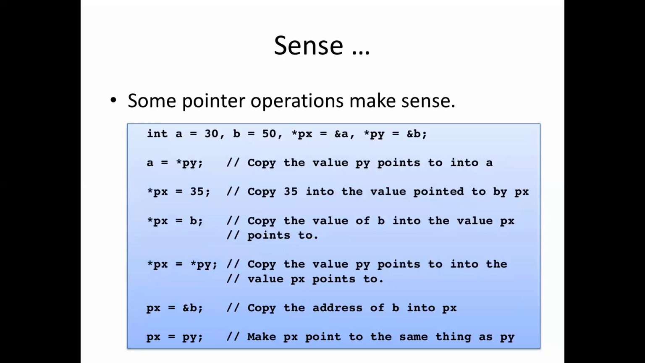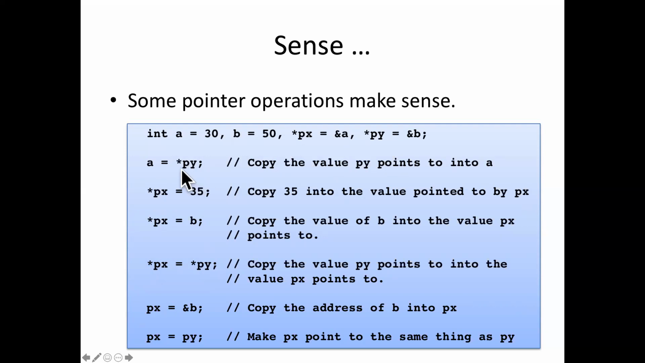I've got more examples. I've got a lot more examples. We won't talk through all of them, but I've got a lot more examples that try to show what pointer operations make sense and which ones don't. To talk about these, and we'll try and talk about these real quick, I make a couple of integer variables, and I make a couple of pointers to each of those integers. So px points to A and pointer y points to B.